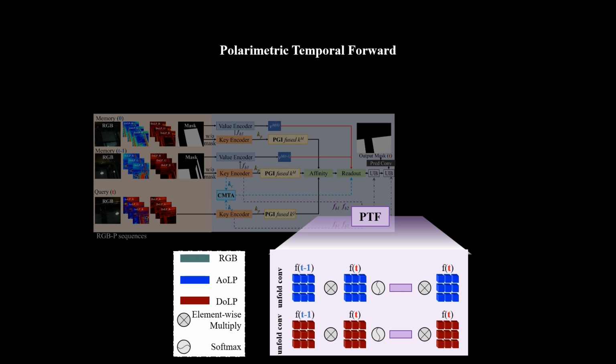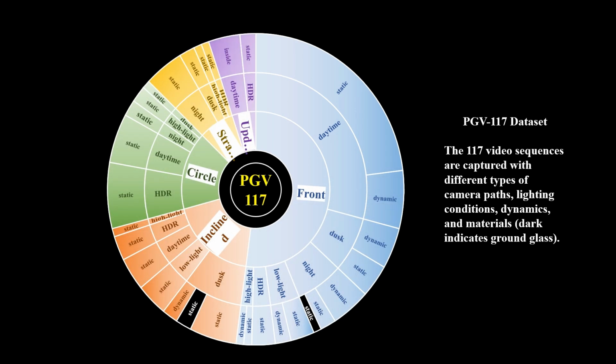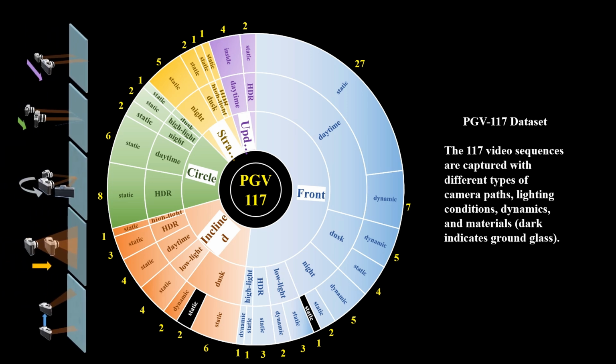We introduce a novel RGBP video-based dataset, PGV117, which is collected in various indoor environments. PGV117 captures both static and dynamic scenes. We randomly pick one of 5 predetermined camera motion patterns: front, inclined, circular, straightforward, and up-down.